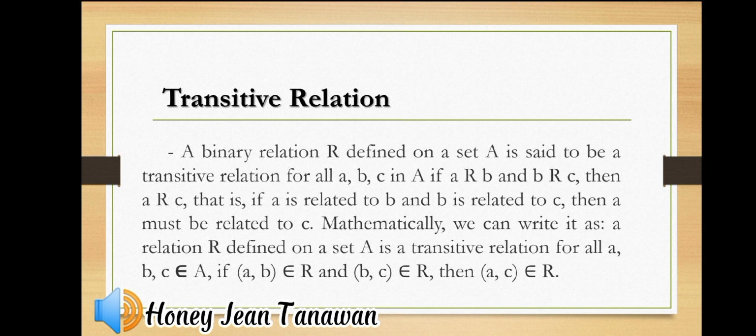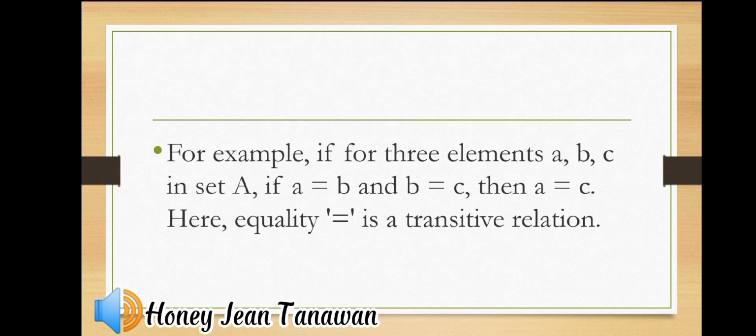Mathematically, we can write it as: a relation R defined on a set A is a transitive relation if for all a, b, c that are elements of A, if (a, b) is an element of R and (b, c) is an element of R, then (a, c) is an element of R. For example, if for three elements a, b, c in set A, a is equal to b and b is equal to c, then a is equal to c. Here, equality is a transitive relation.